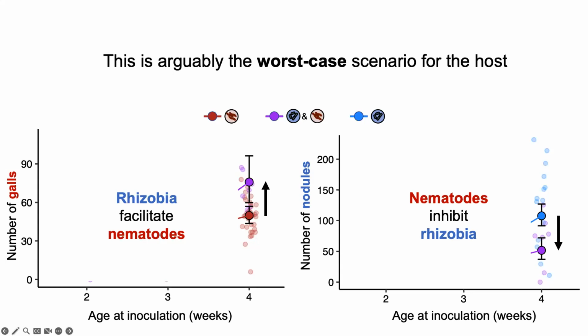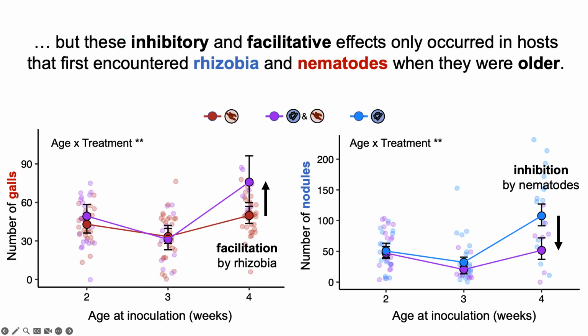What was even more interesting to us was what happened when we looked across different host ages. So how old the plant was when it first encountered rhizobia and nematodes. And what we see is that these facilitative and inhibitory effects only occurred in hosts that first encountered both of these critters at older ages. So when hosts were inoculated at only 2 or 3 weeks old, we don't see any competition, so inhibition or facilitative effects.